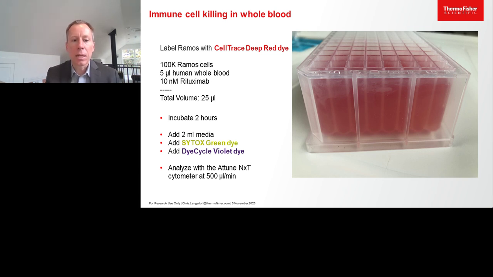Now we'll add a viability dye, cytotoxic green, as we've discussed previously, and DyeCycle Violet, which will allow us to threshold only on nucleated cells. Then we'll take this plate, put it into our Attune NxT autosampler, and analyze every well at 500 microliters per minute, which is about, depending on the instrument, 5 to 10 times faster than other flow cytometers are capable of analyzing. And so we can get through this entire plate actually very quickly.